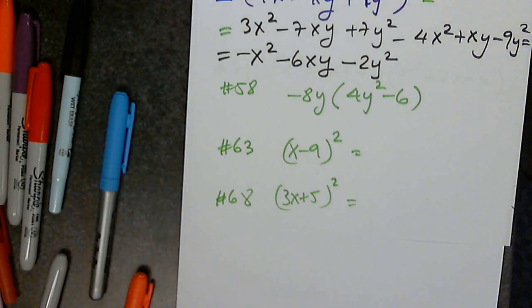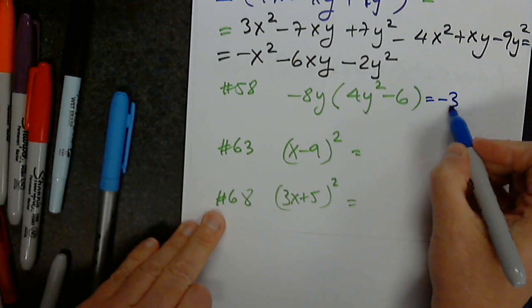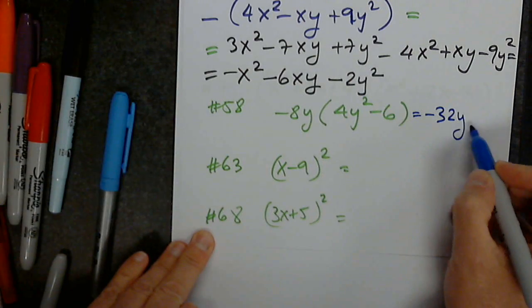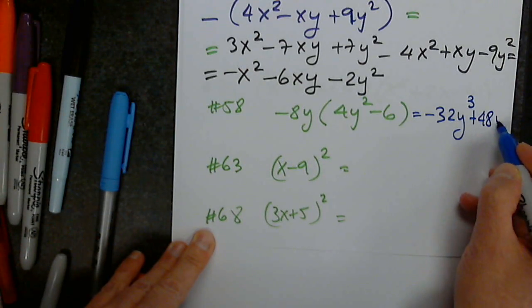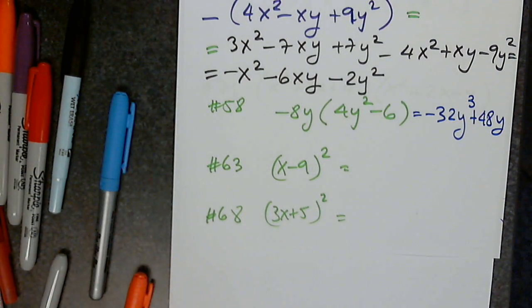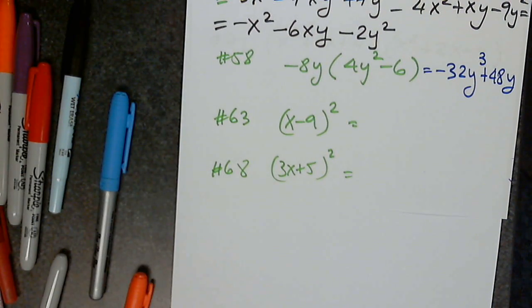Can anyone give us the answer for 58? Negative 32y cubed, very good, plus 48y. Do you all agree? Okay, very good. 63. Please do not FOIL.